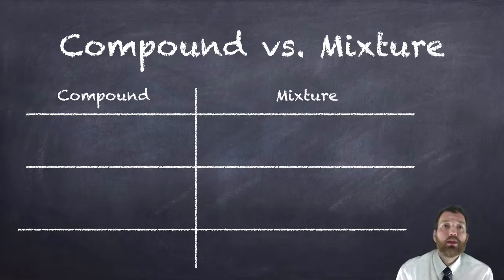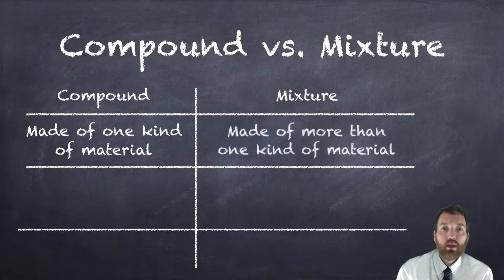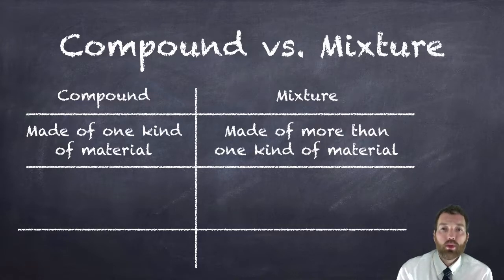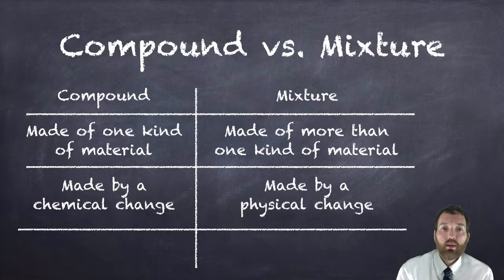Next, what we're going to look at is a comparison of compounds versus mixtures. Compounds are made of only one kind of material. So if I have a compound like salt, it's just sodium chloride, sodiums and chlorines and nothing else. That's what I mean by one kind of material. A mixture, of course, is made up of more than one kind of material, at least two. A compound is made by a chemical change. There's chemical bonds linking the atoms or the elements of the compound together. A mixture is made by a physical change, just a blending or a mixing or a dissolving.